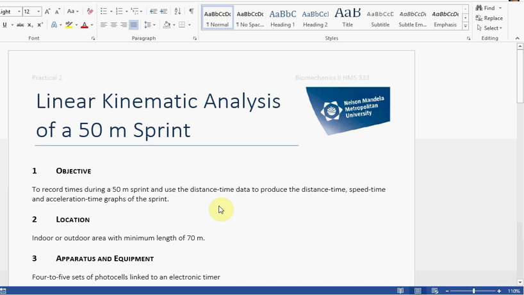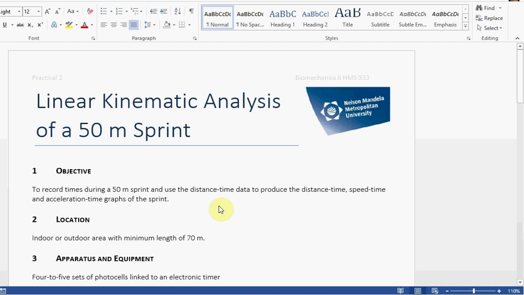So for example, the main objective of this particular prac is to find out what the maximum velocity is that a person was sprinting at, what their acceleration was, at what point in time did they start to decelerate, and what was the distance that they achieved where deceleration was ultimately zero. In other words, what point in time on the track did they start to decelerate.